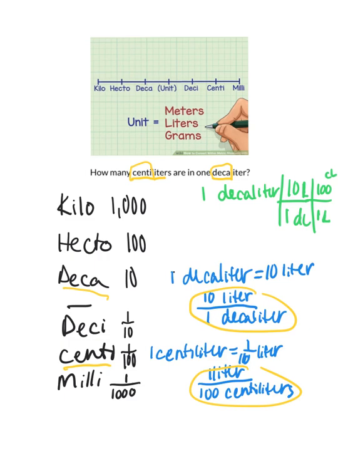So then you would do the math, 1 times 10 times 100. And what you want to do in your ratios is make sure that your units cancel out. So deciliter, deciliter, liter, liter, and that leaves us with a centiliter on top. So 1 times 10 times 100 is 1,000 centiliters.